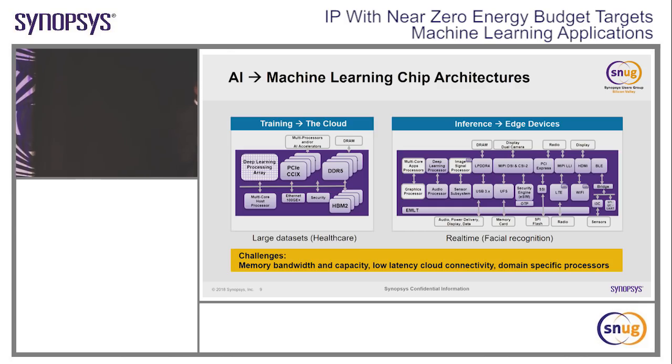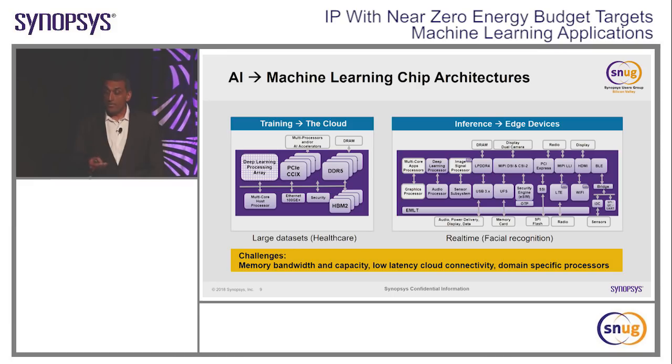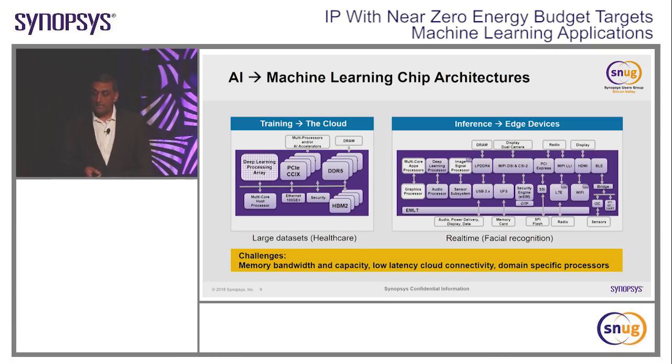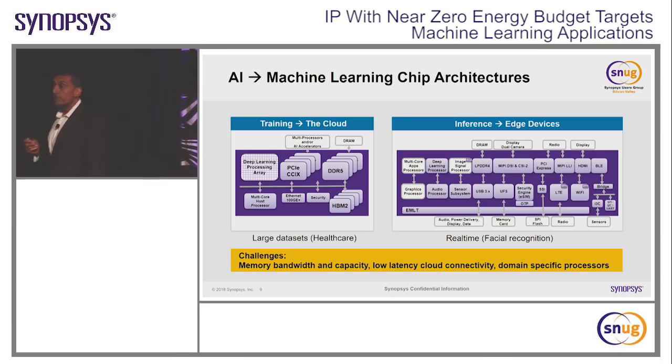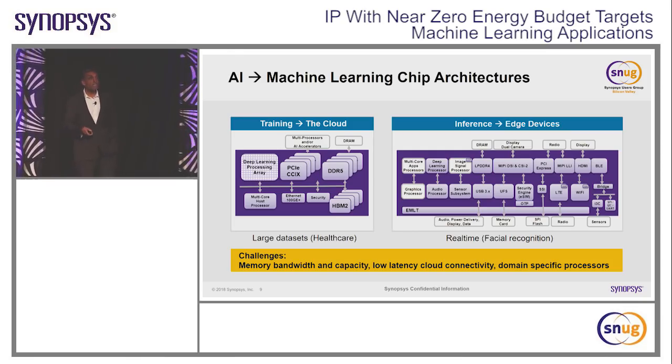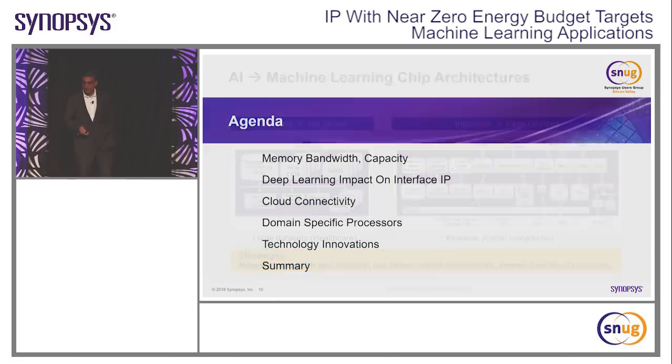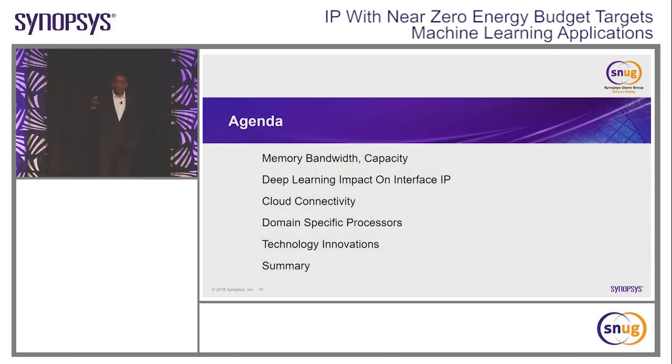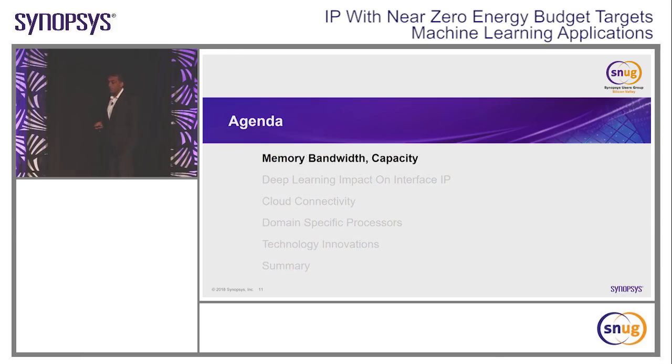Okay. Now we get into more of the design challenges. And these point to the amount of memory bandwidth and capacity. We look at low latency for the cloud connectivity. And in order to make the processing efficient, especially on the edge, you can look at things like domain-specific processors. So we'll cover all of these topics during the course of our presentation today. So let's look at the memory bandwidth and capacity.